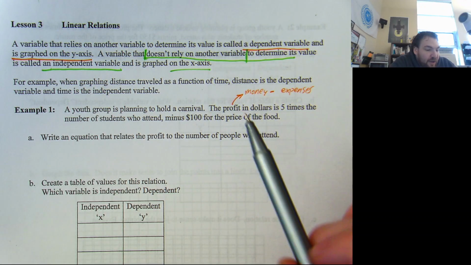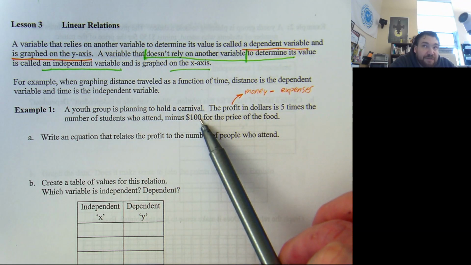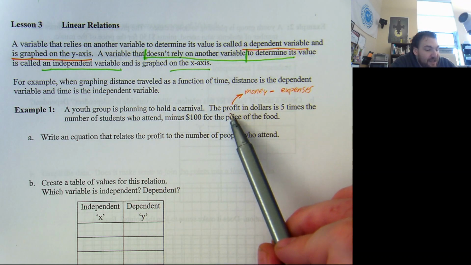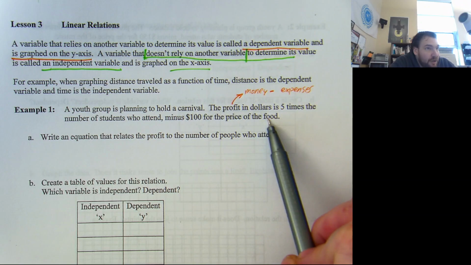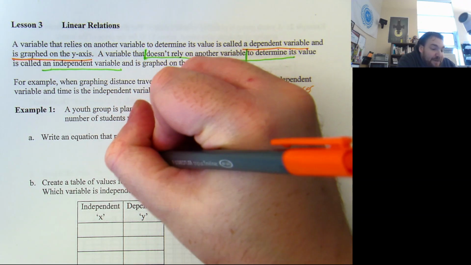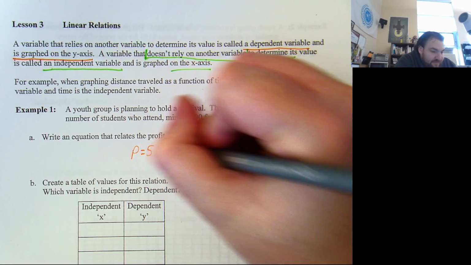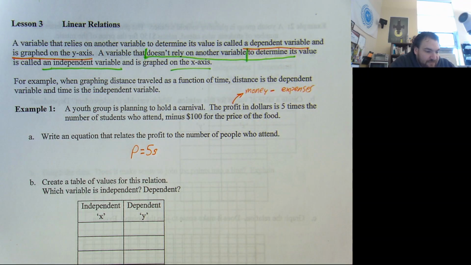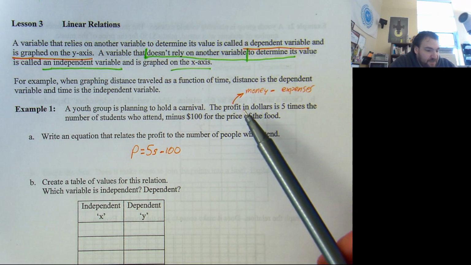So, the question says the profit in dollars is 5 times the number of students who attend minus $100 for the price of food. This sounds an awful lot like the stuff that we were doing last chapter. How could we make an equation out of this second sentence? The profit in dollars is 5 times the number of people who attend minus $100 for the price of food. P for profit equals... S for students. Student sounds good. Minus 100.